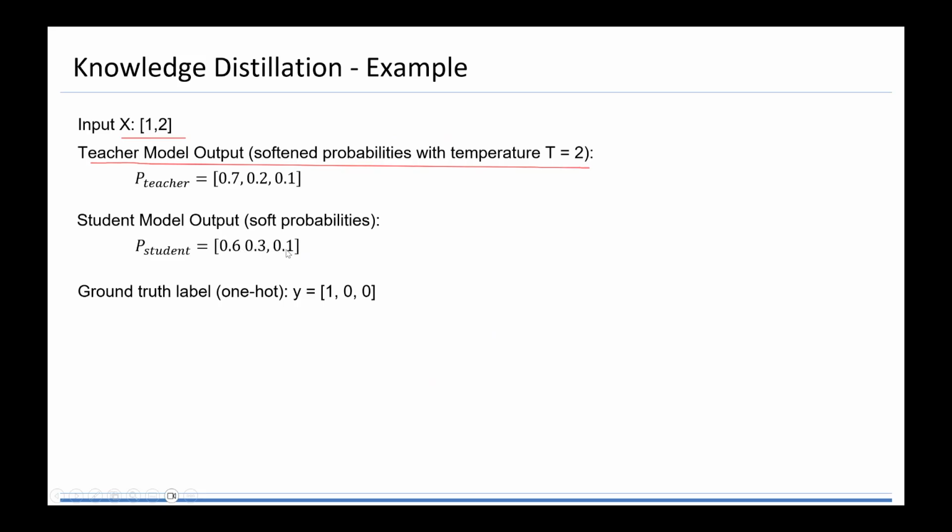And let's assume that the ground truth label is like this one: 1, 0, 0. So it means the value for class number 1 is 1, the value for class number 2 is 0, and the value for class number 3 is 0. So the actual data has been labeled with class number 1.